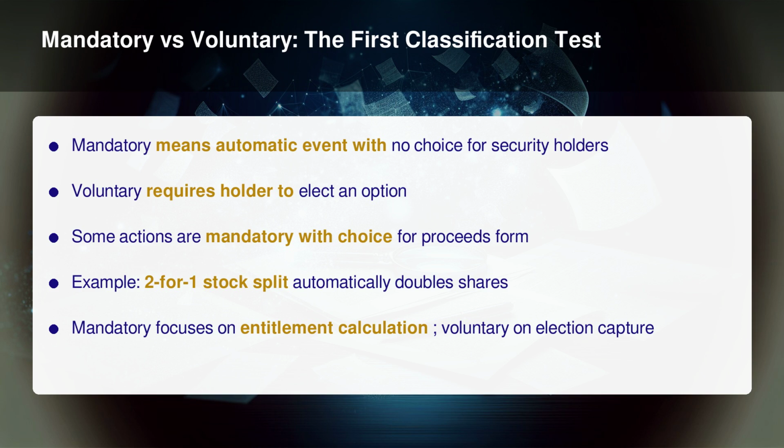For example, a 2-for-1 stock split is mandatory. 1,000 shares become 2,000 shares automatically. A tender offer is voluntary. You must submit instructions to tender, say 500 of 1,000 shares at $25.